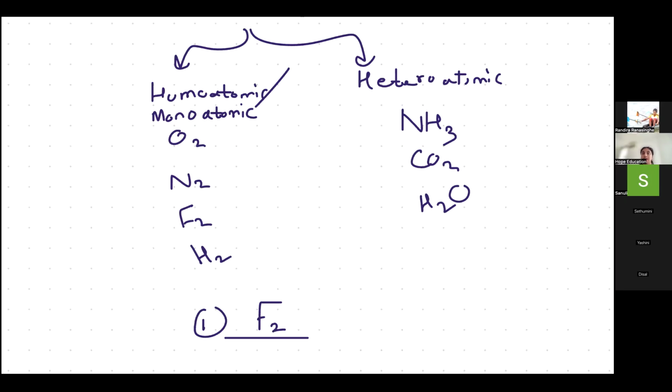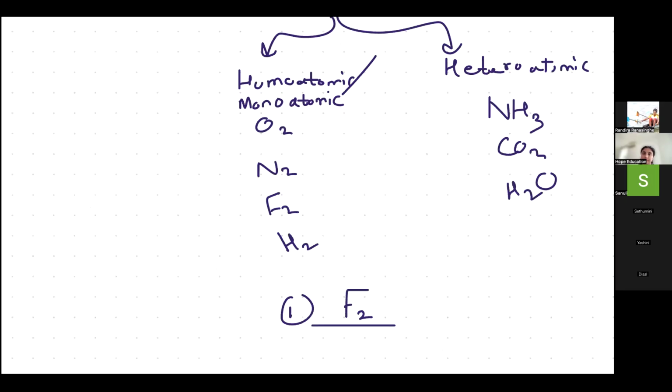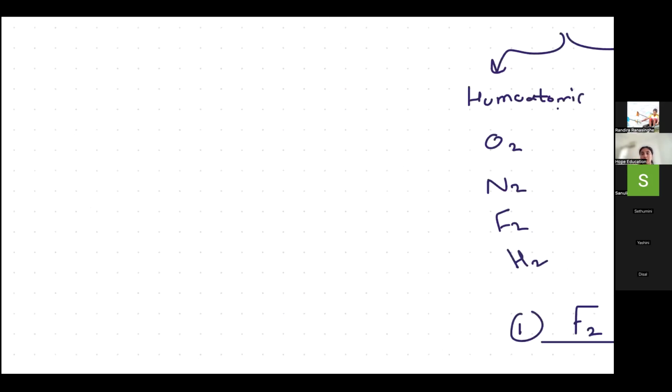Monoatomic gas is a different thing. If you take oxygen, oxygen is a gas made up of 2 atoms. Then it is not monoatomic, it's diatomic. But if you take argon, argon is a gas made up of 1 atom. Neon is a gas made of 1 atom. Helium is a gas made of 1 atom. So they are called monoatomic gases.